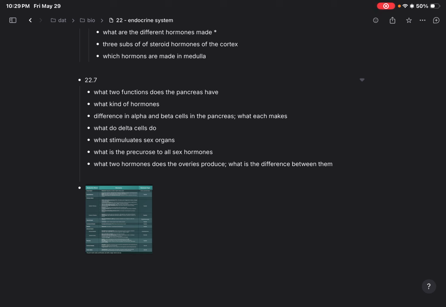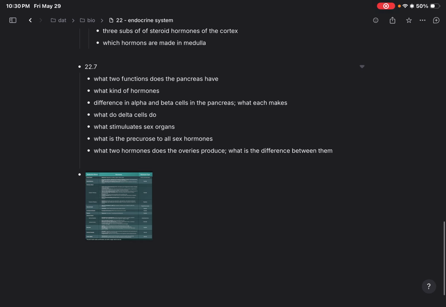So what stimulates the sex organs? It's testosterone and estrogen. It's these two sex hormones, dude. Nope, I was wrong, bro. It's stimulated by FSH and LH. What stimulates the sex organs? Follicle stimulating hormone and luteinizing hormone. What is the precursor to all sex hormones? They're all steroids. What two hormones do the ovaries produce? Progesterone and estrogen.